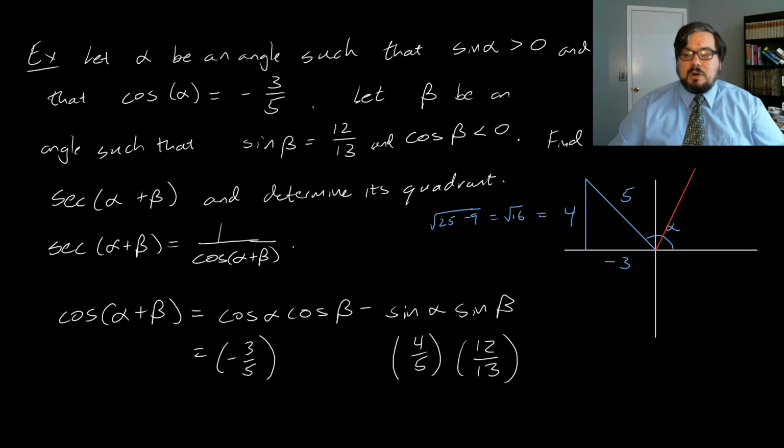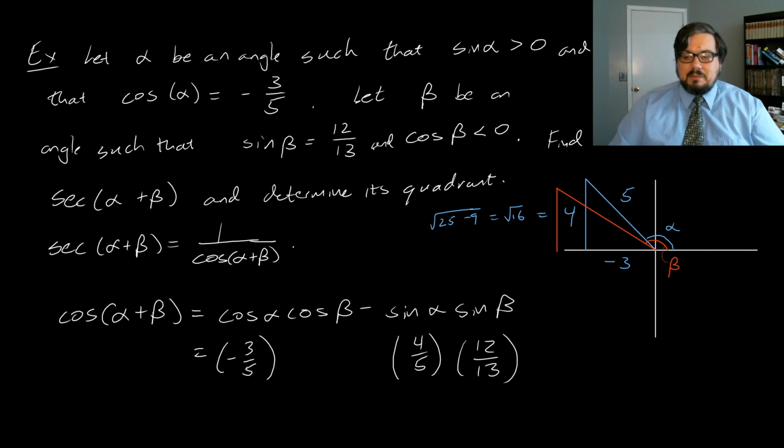I'm sorry, quadrant 1 or quadrant 2, sorry. And we are told that cosine of beta is negative. So beta is an angle that also is in this quadrant. In fact, in situations like this, you may want to just write a totally new diagram here so that you're not getting confused with everything on top of each other.